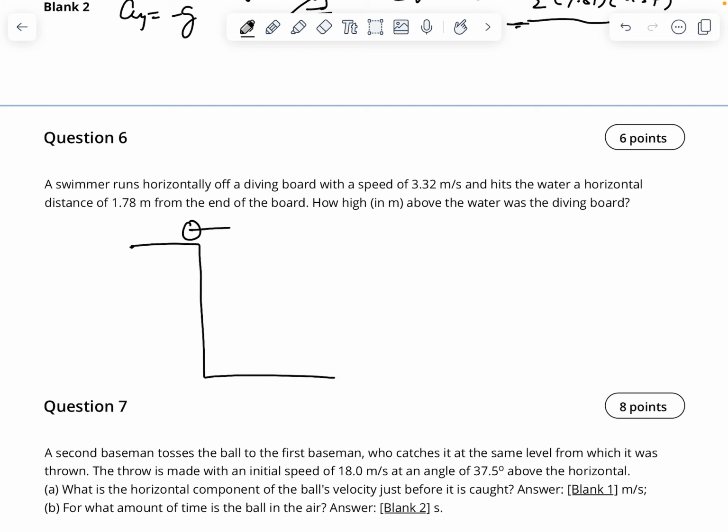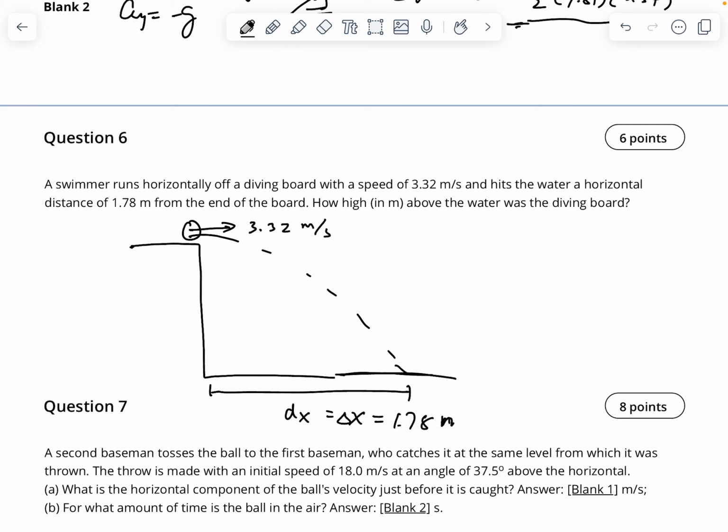Okay. All right. So this is horizontally 3.32 meter per second, and it hits the water at a horizontal distance of 1.78. So this guy hits the water, right? And we know dx equals 1.78 meter. From the end of the board, how high? It asks you how high the diving board is above the water.